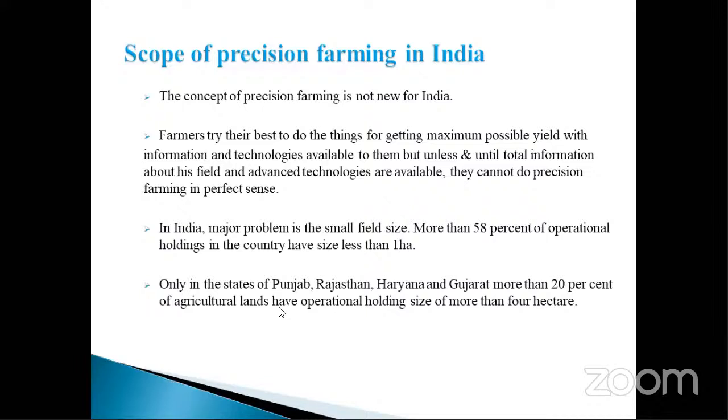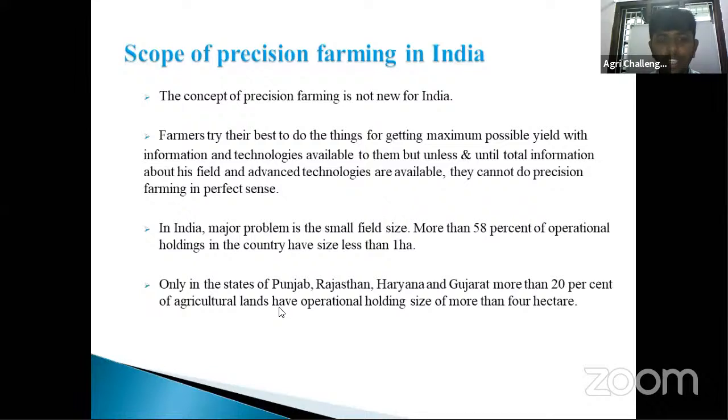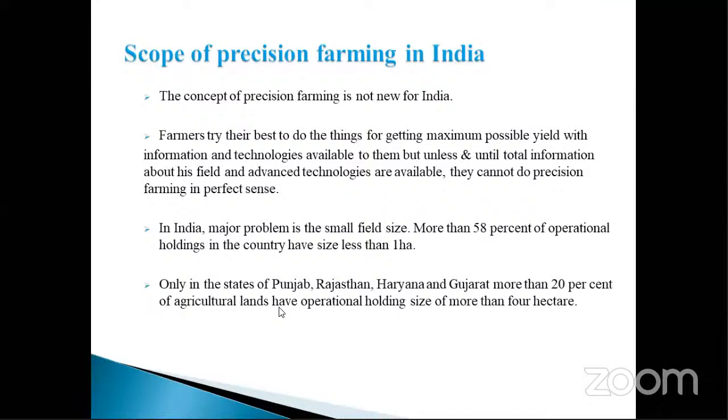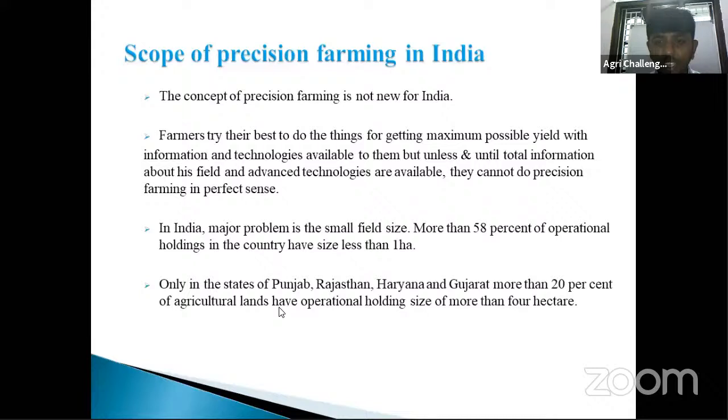Only in the states of Punjab, Rajasthan, Haryana, and Gujarat, more than 20% of lands have an operational holding size of more than 4 hectares. Keep silent for 5 minutes. So there are some states having the possibility of application of precision farming.